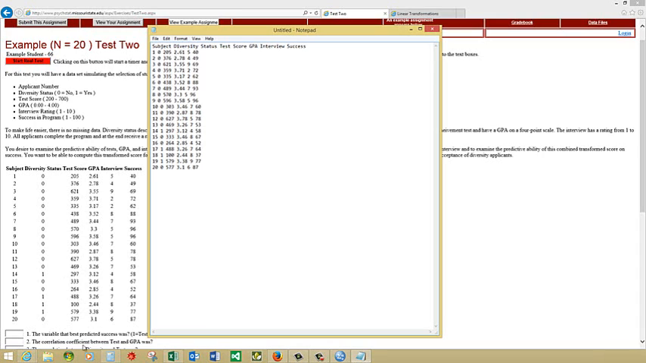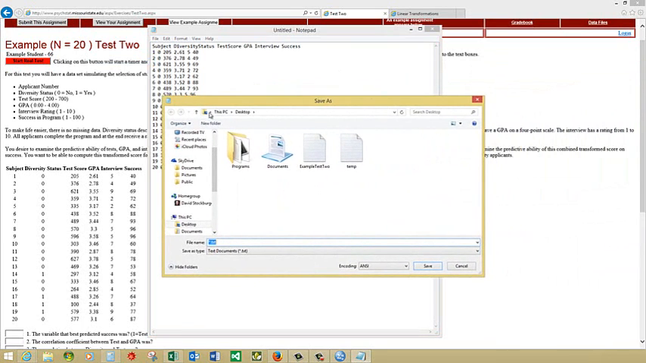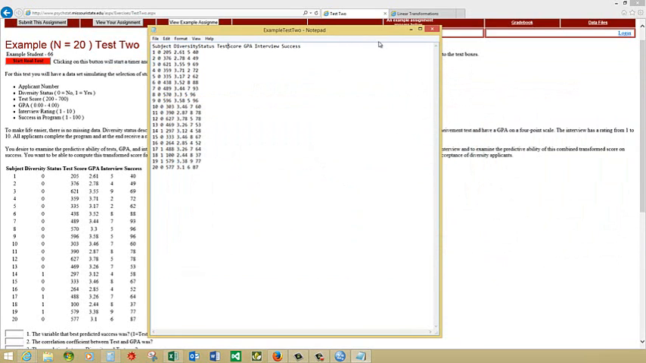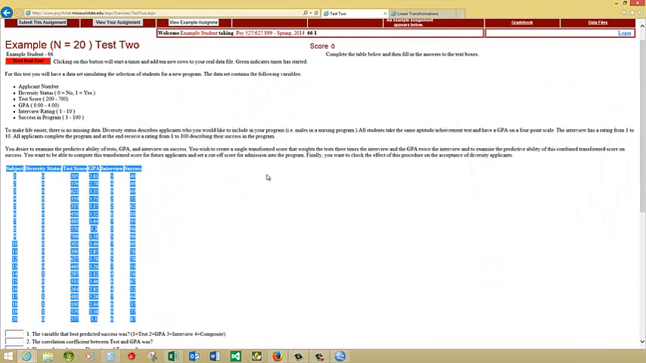So this is my data, and because SPSS doesn't like spaces in its variable names, I'm going to make diversity status one word and test score one word, and I'm going to save this file as a text file. I think I will save it on my desktop, and I'm going to call it example test 2. It's viewing the notepad, so I'm just going to X out of that.